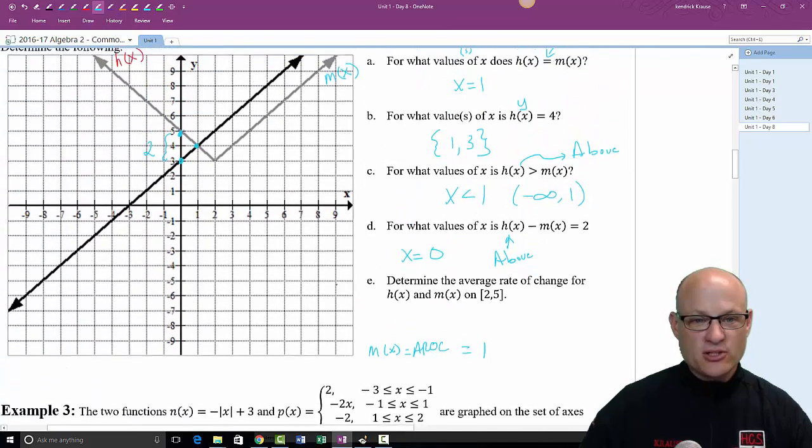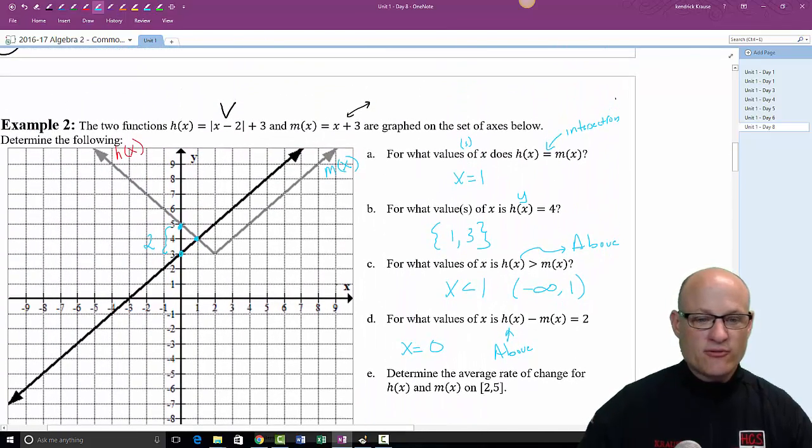Now, let's take a look at h of x from 2 to 5. From 2 to 5, oh, that's just a line as well.